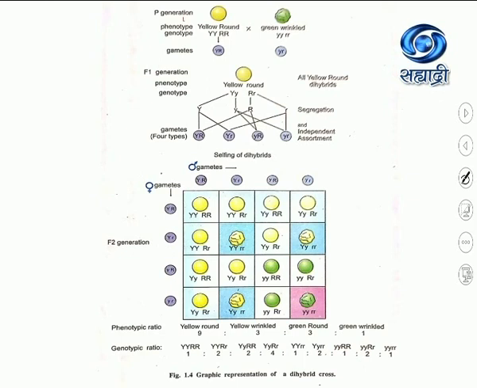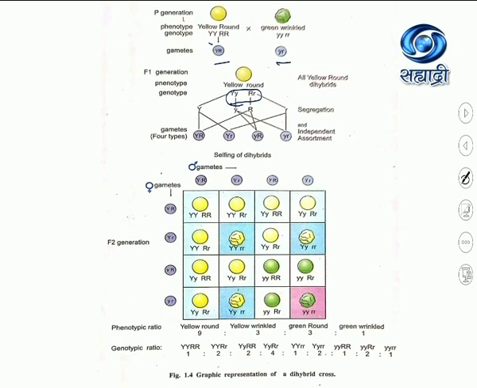So he selected the P1 generation. What was the phenotype? Yellow and round seed. What was the genotype? Capital Y, capital Y, capital R, capital R. He crossed it with another plant which had green and wrinkled phenotype. Genotype was small y, small y, small r, small r. Write with me so that you will understand. What are the gametes formed? Capital Y, capital R. Here the gametes formed are small y, small r. In the F1 generation, when they come together, we get capital Y, small y, capital R, small r.